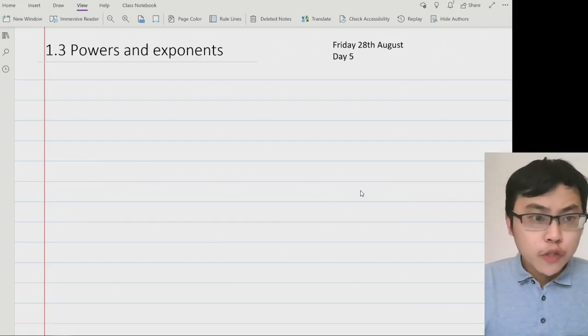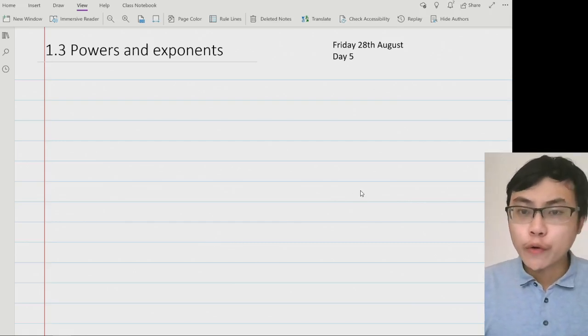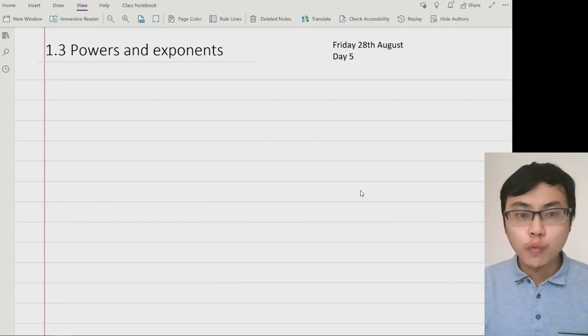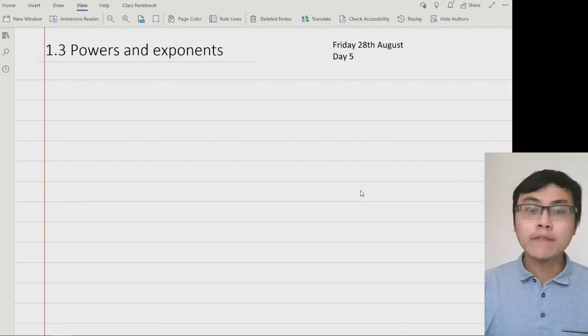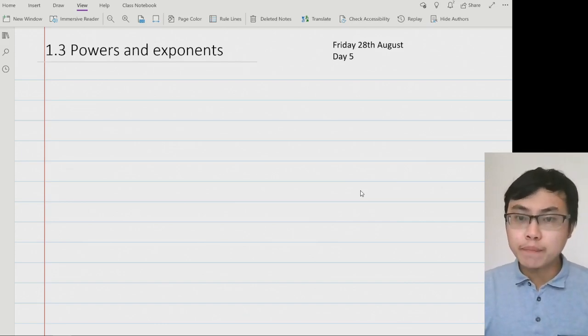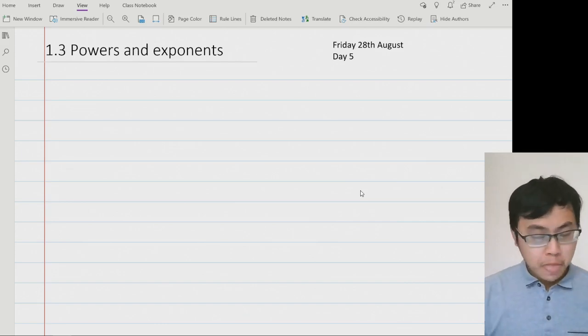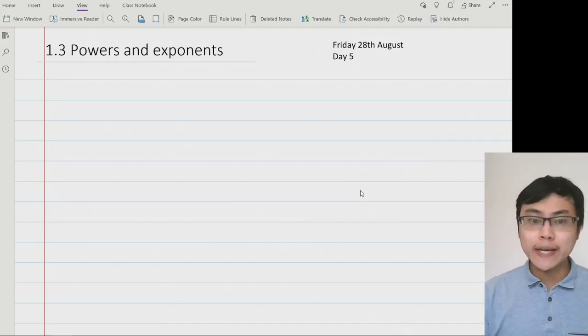Hello 8B. So today we'll be talking about powers and exponents. We're going to move on to 1.3. I don't want this to be too long a video, so I'm going to go straight into the examples, straight into today's lesson. First of all, we're talking about powers and exponents.